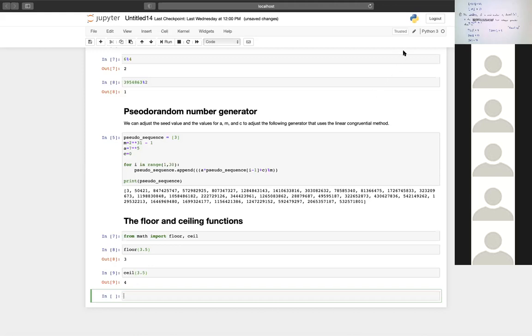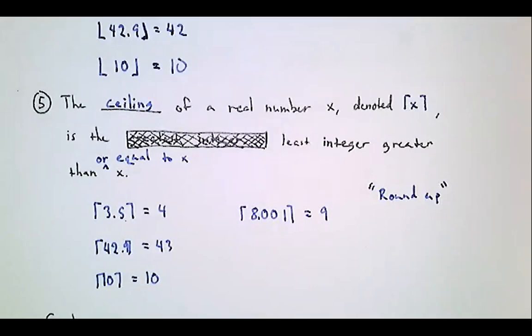Okay, let's get rid of this notebook. Unless someone has questions. Anyone have any questions? No? Okay.